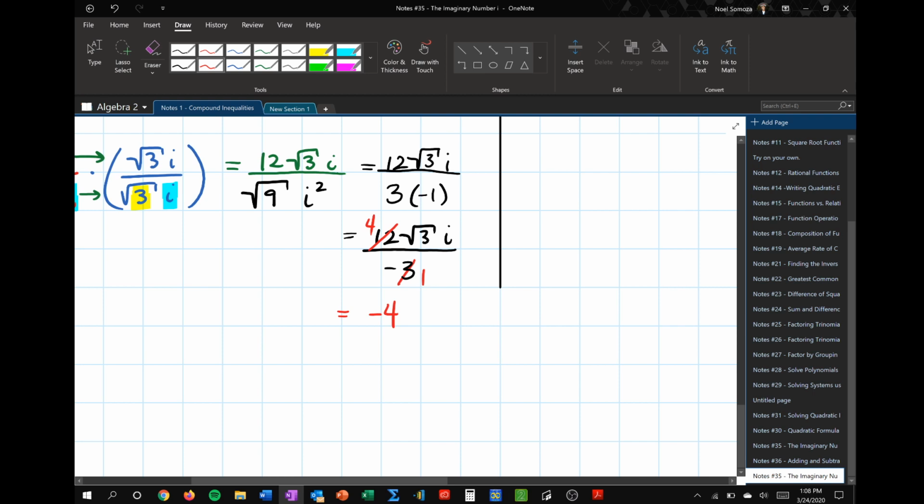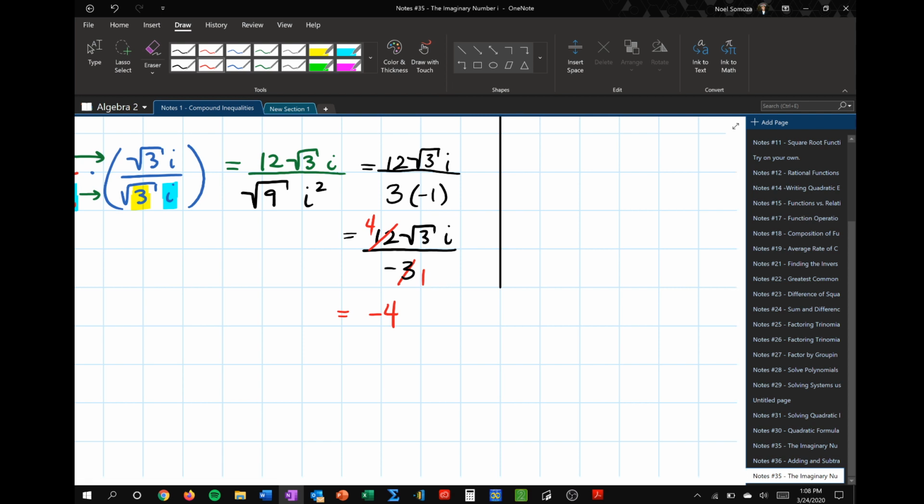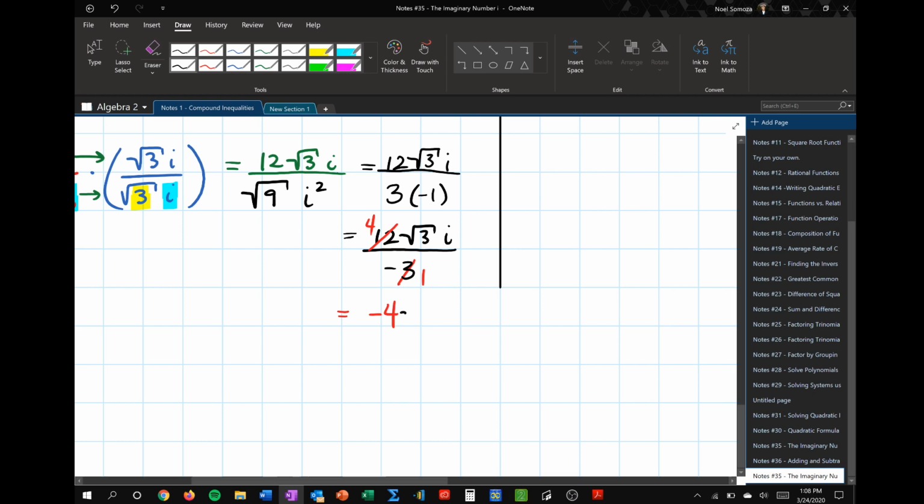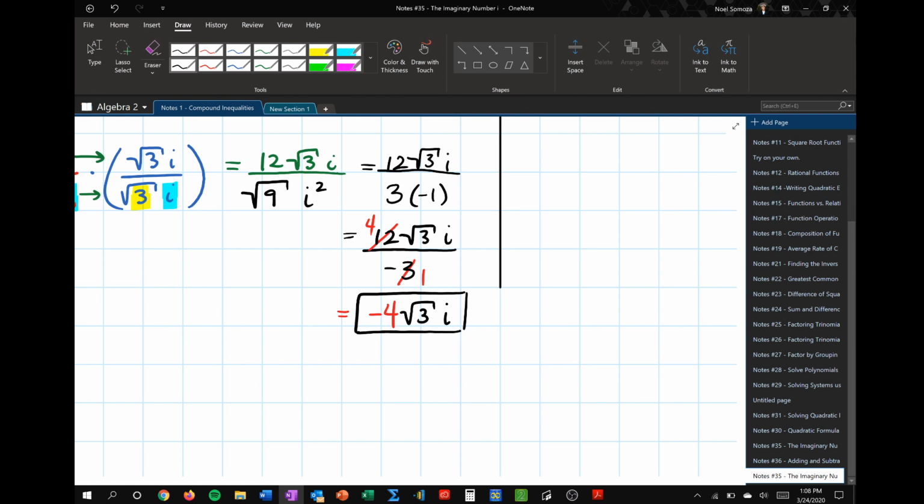Just think of it as, what would 12 divided by -3 be? It would be -4. The rest, you bring it down. So square root of 3i, and there is your simplified expression right there. Alright, how about now? Do you guys feel a little bit more confident now?